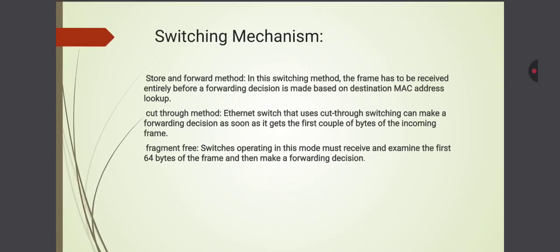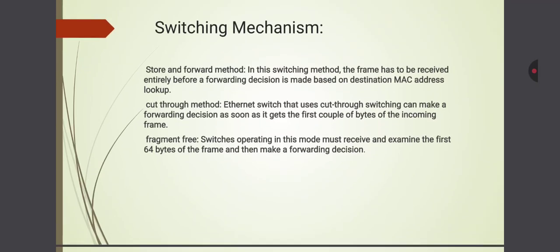Switching mechanism. Switching uses three mechanisms for Ethernet frames, like how it processes the operation of sending a frame to the destination. First is the store and forward method. In this switching method, the frame has to come in entirely before making a forward decision. So the entire frame is received, then sent to the destination MAC address. Simple. It works at the access layer, where end devices are connected.